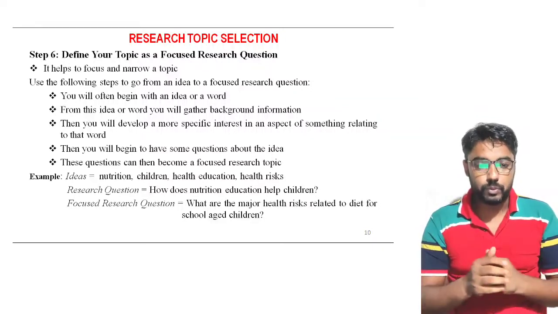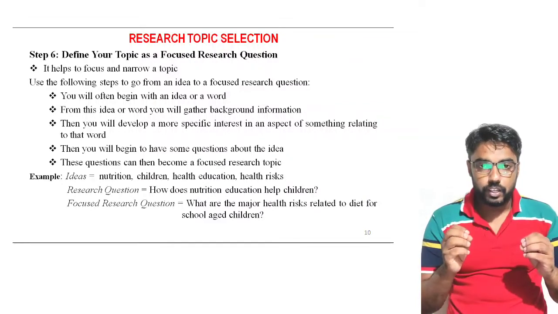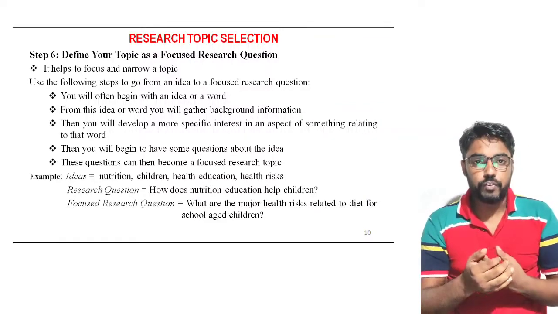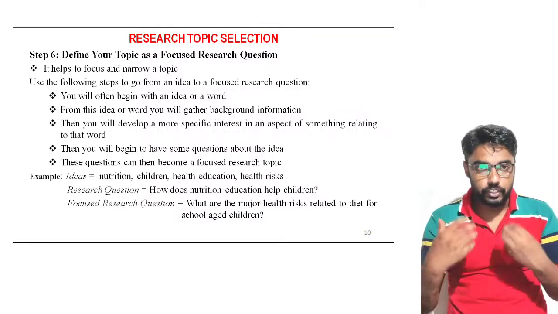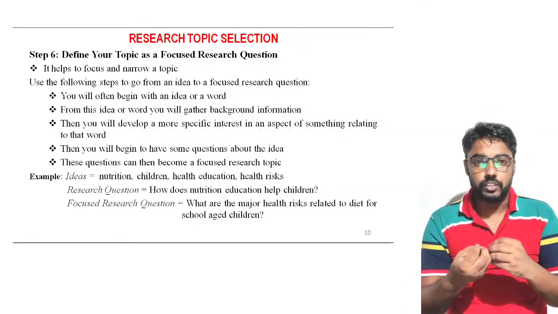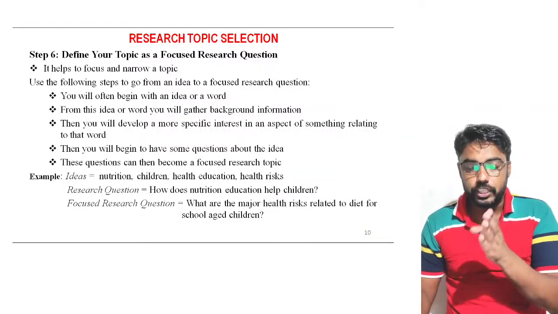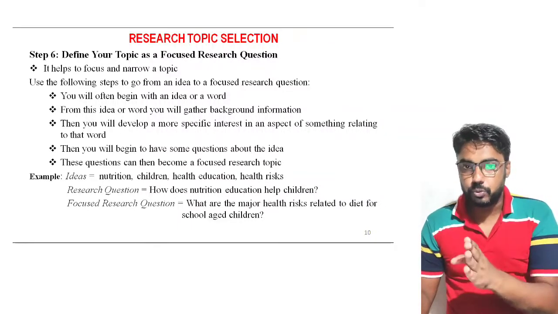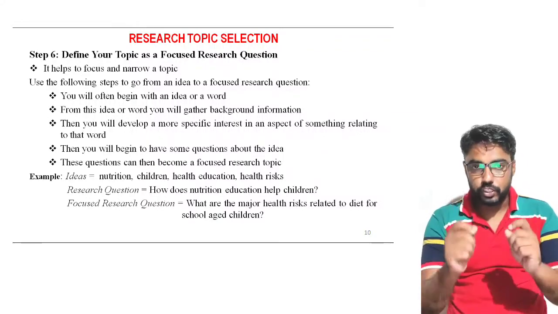Using these keywords, nutrition, children, health education, health risk, we'll search for background information. From that, we'll get some specific experts and form a research question. That's the research question: How does nutrition education help children? From that, we'll again go for the focused research question.